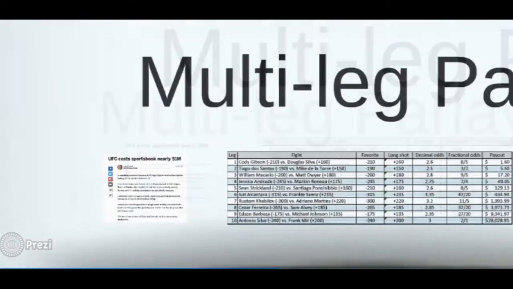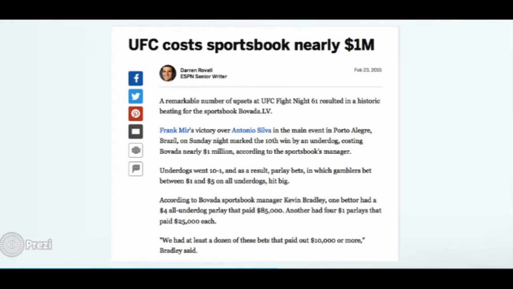So one example I wanted to bring up was the UFC fight, in which 10 out of 11 matches were won by long shots. The sportsbook actually ended up losing $1 million, and it was only to a few gamblers. But the underdogs went 10-1, and the resulting parlay bets, in which gamblers bet between $1 and $5 on all underdogs, hit big. This is a spreadsheet showing the payouts for that particular parlay bet.